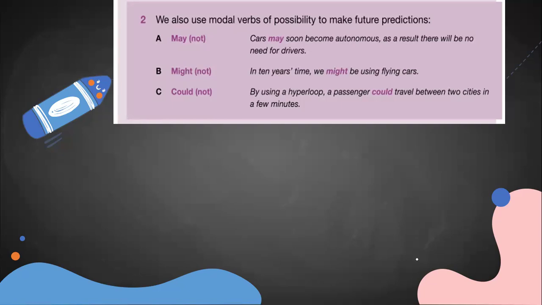May, might, and could. Look at the first example. Cars may soon become autonomous. As a result, there will be no need for drivers. Might, in 10 years' time, so it's in the future, we might be using flying cars. Could, by using Hyperloop, a passenger could travel between two cities in a few minutes. So we have may or may not, might or might not, and we have could or could not.